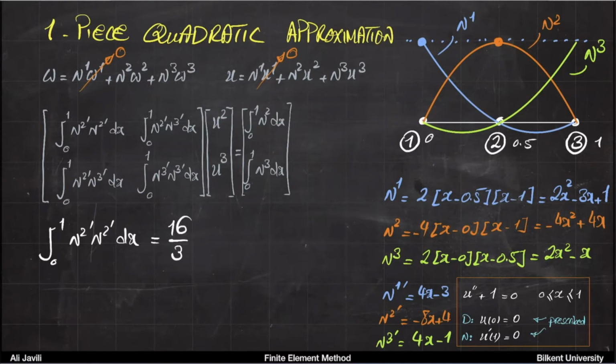Integral of n2 prime, n3 prime dx from 0 to 1 is, now I'm talking about this term basically. n2 prime is minus 8x plus 4, n3 prime is 4x minus 1. I'm sure you can insert them, expand them, and calculate them. It just happens that I know this by heart. So it's minus 8 over 3.